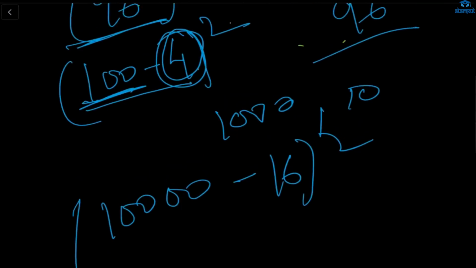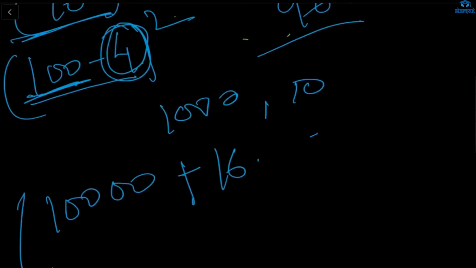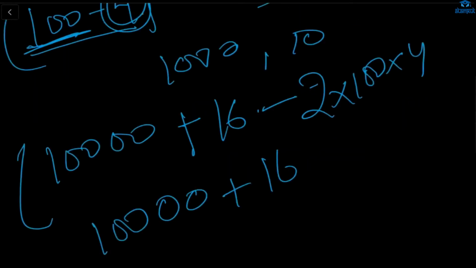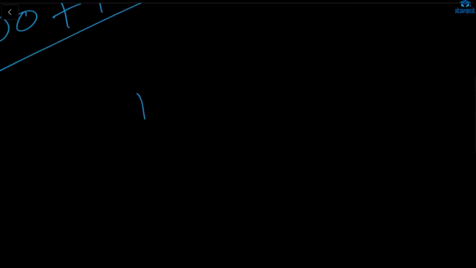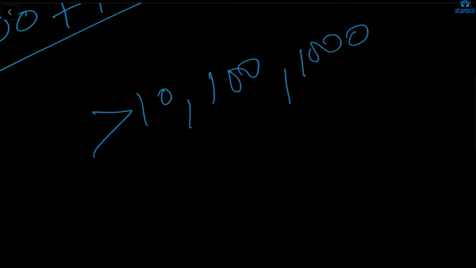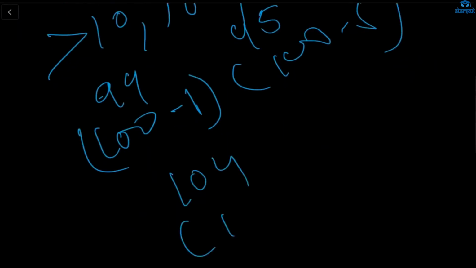We are expanding it now: a square plus b square, and one more term will be there, minus 2 into 100 into 4. This will be your answer. So it will be 10,000 plus 16 minus 800. This way your calculations become easy. The same thing applies if any number is less than 10, 100, 1000 or 10,000. If you have 99, you can write it as 100 minus 1. If you have 95, you can write 100 minus 5. And if you have 104, you can write 100 plus 4.